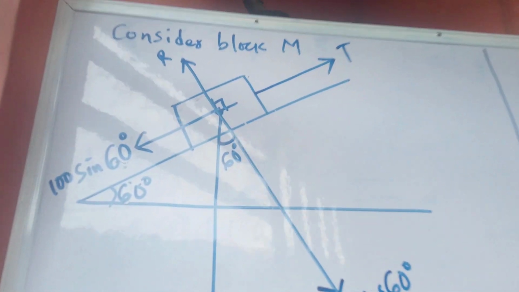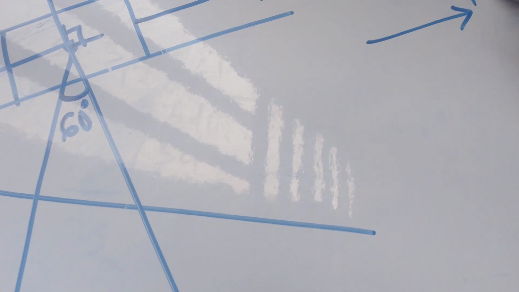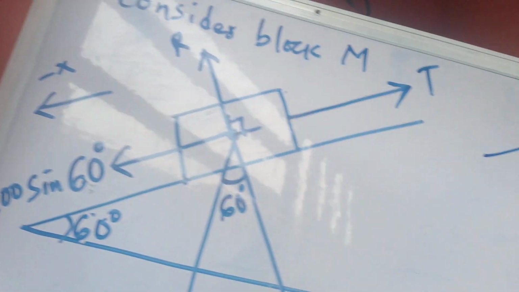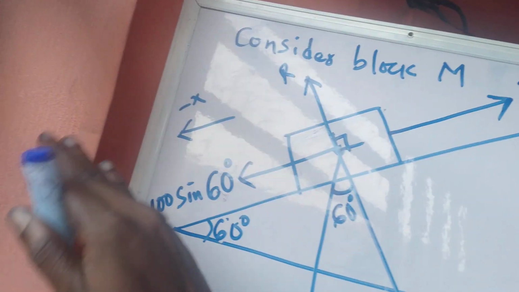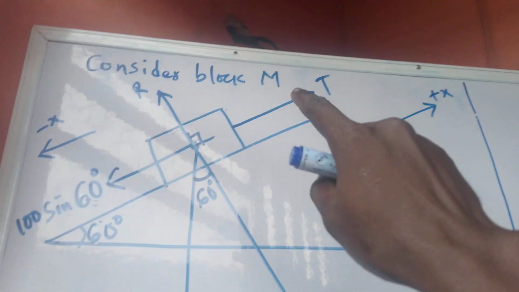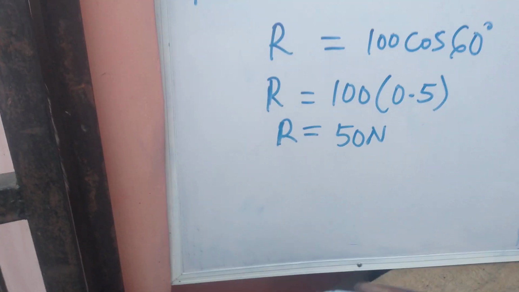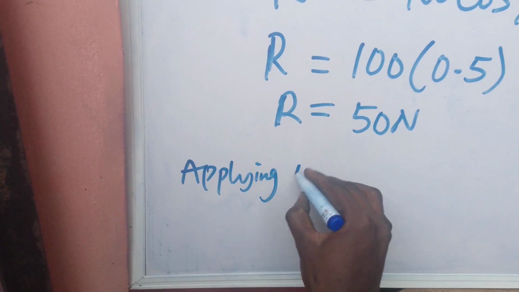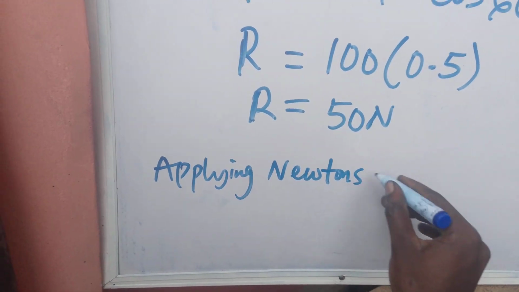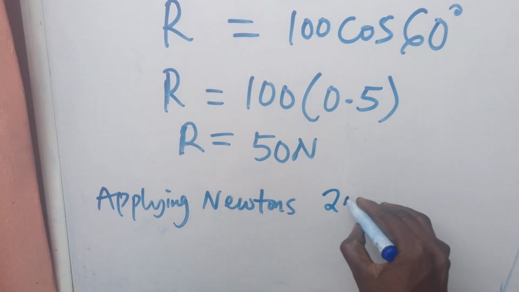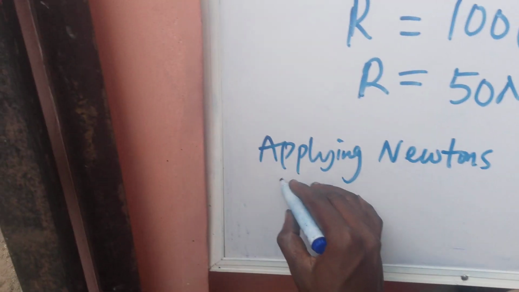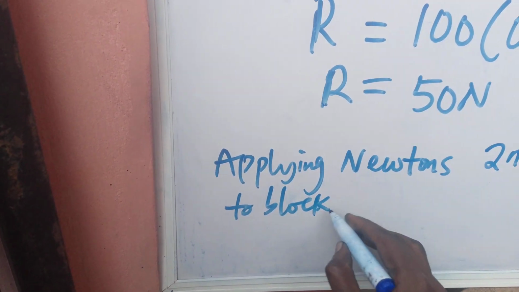Now apply Newton's second law of motion to this block. I'll say here is positive x, and if it's coming this way, it's negative x. So the upward parallel is positive x, and the downward parallel will be negative x. So that means my tension will be positive, and this one will be negative. So you say, applying Newton's second law of motion to block M.